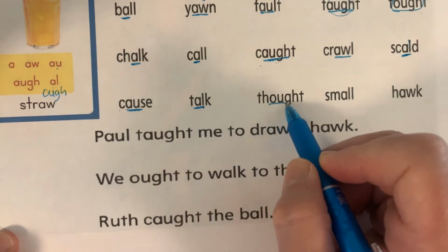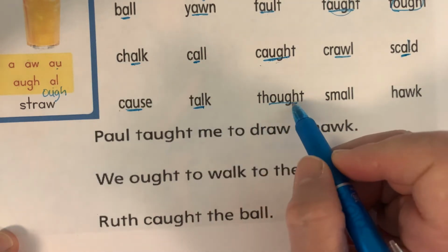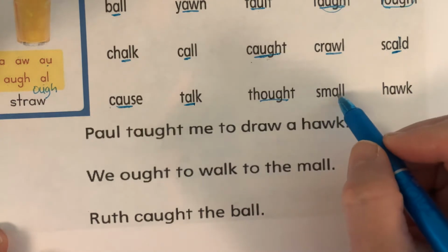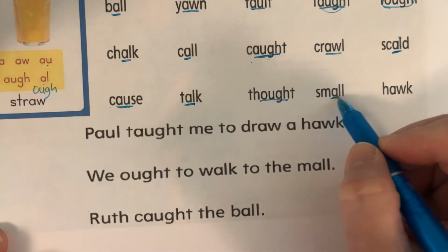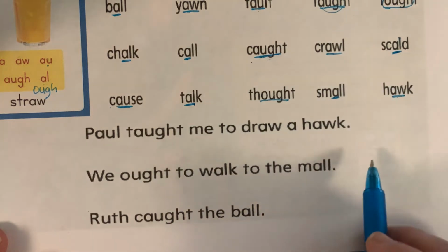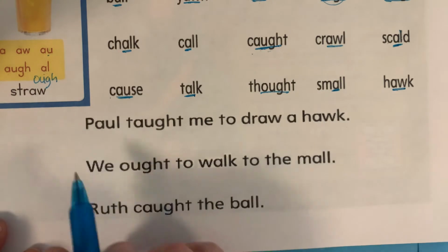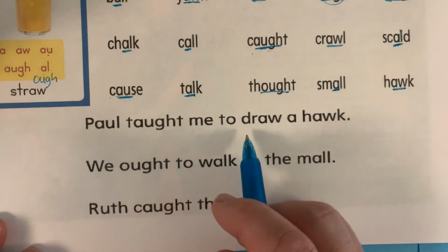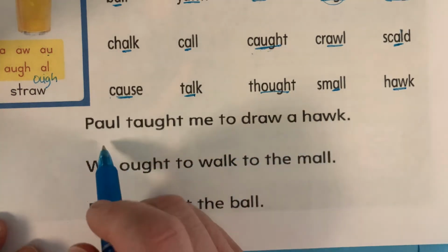Here we have OUGH in the word thought. Here we have small, and the L's are talking, so it's just the A. And here we have hawk. It's the AW saying ah. Paul taught me to draw a hawk.